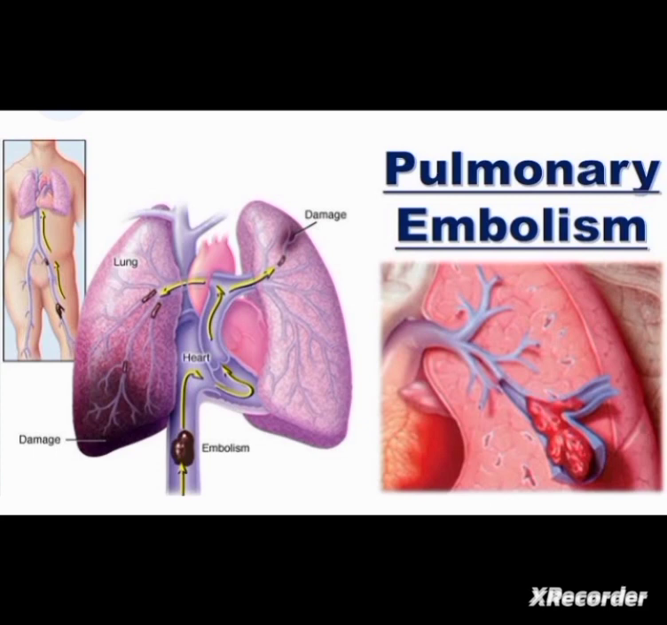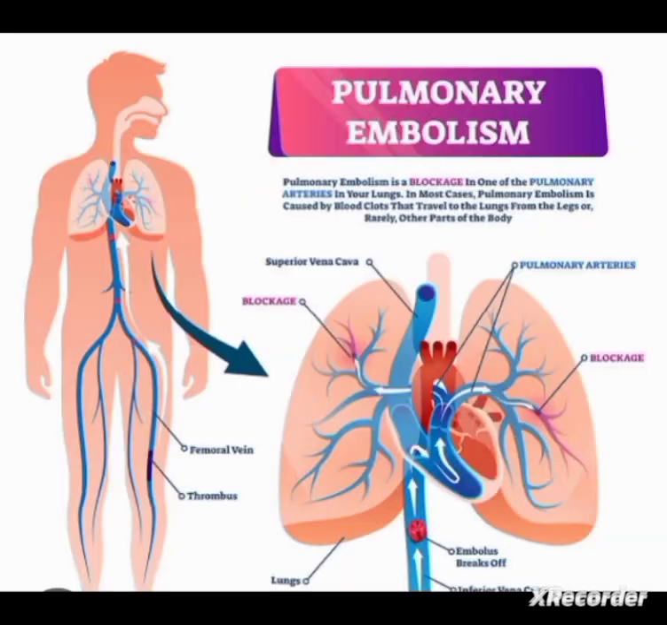So actually the definition of pulmonary embolism is the obstruction of the pulmonary artery or one of its branches by a thrombus that originated somewhere in the venous system. So pulmonary embolism means it is a blockage that occurs in the pulmonary arteries. And this embolism commonly occurs from deep vein thrombosis, especially from the legs. So pulmonary embolism means obstruction of the pulmonary artery or its branches by a moving clot.